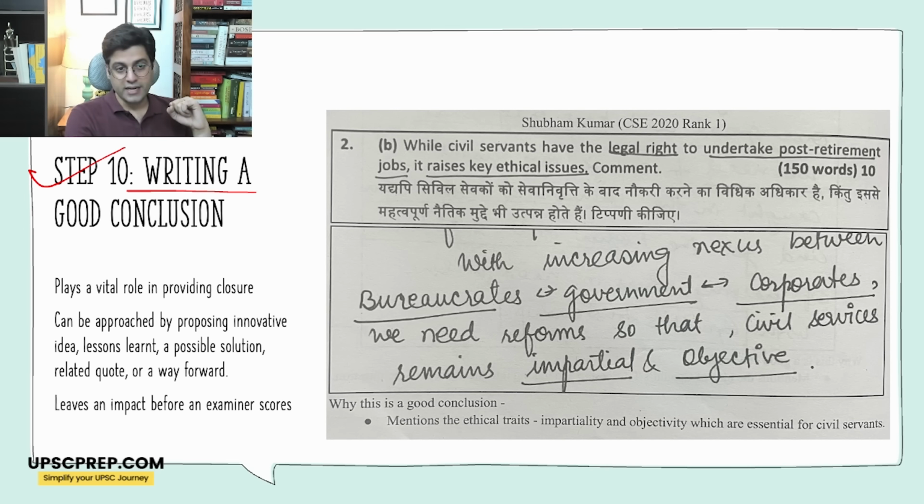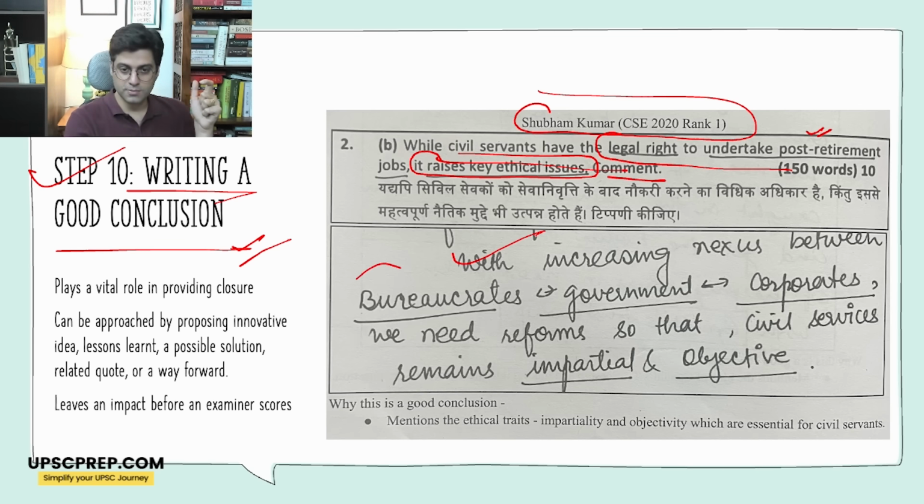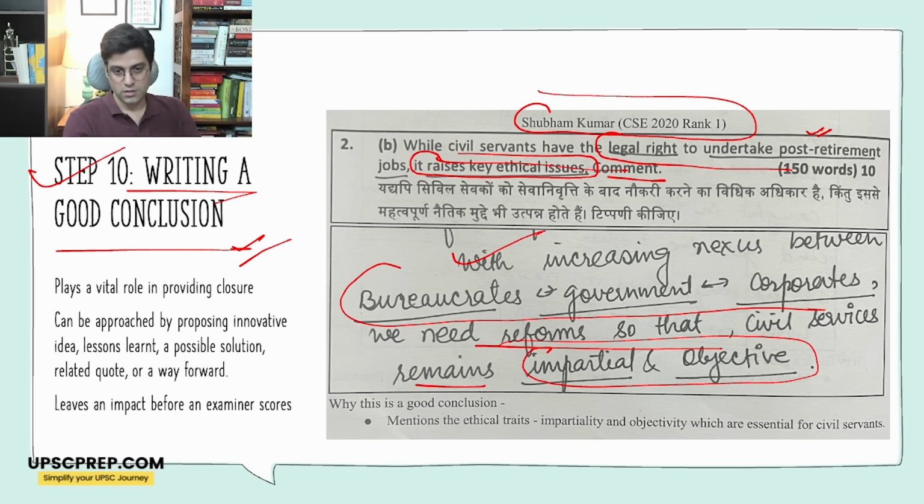So step 10 is writing a good conclusion. On your right, as you can see, there's Shubham Kumar, All India rank 1 of CSE 2020. There's one practice question in which he concluded: while civil servants have the legal right to undertake post-retirement jobs, it raises key ethical issues, comment. He concluded that with the increasing nexus between bureaucrats, government and corporates, we need reforms so that civil service remains impartial and objective.